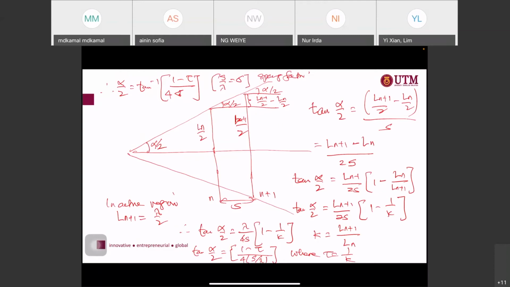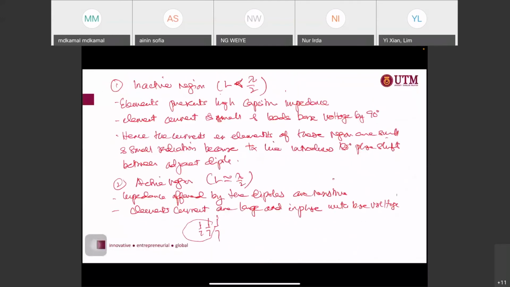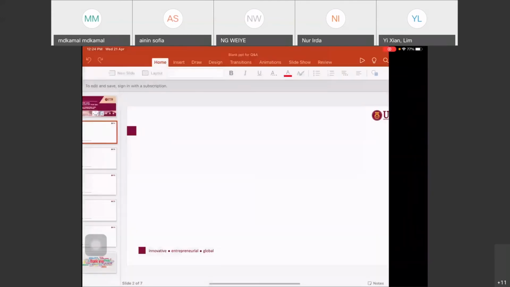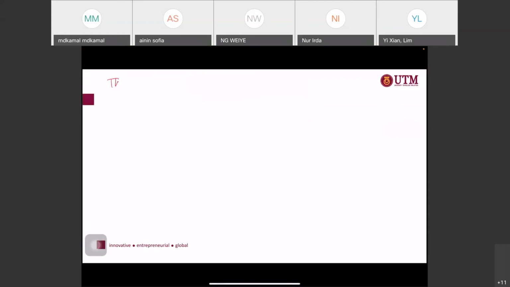Okay, so you already have the tangent, how you want to get the tangent of alpha over 2. So the magnitude of the log frequency period is found by the scaling factor.